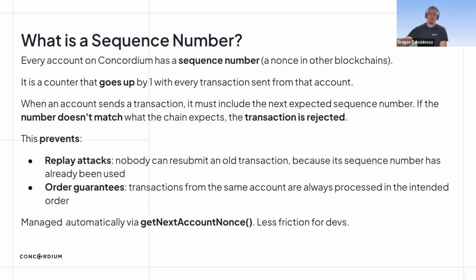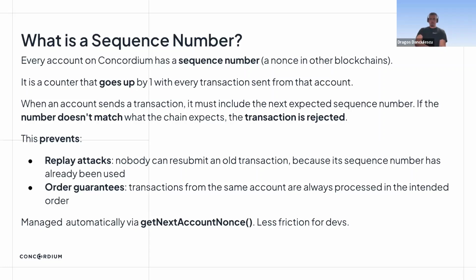Now, the way it works, when an account sends a transaction, the application that's sending it must include the next expected sequence number. If the number doesn't match whatever the chain expects, the transaction will be rejected. The goal of this is to prevent replay attacks. This means that nobody sitting in the middle between a dApp and the chain itself can resubmit an old transaction because the sequence number has already been used.